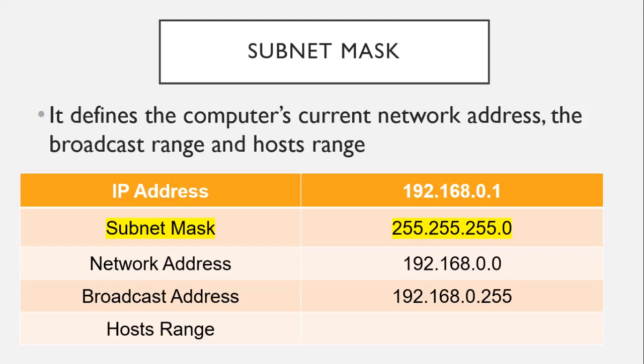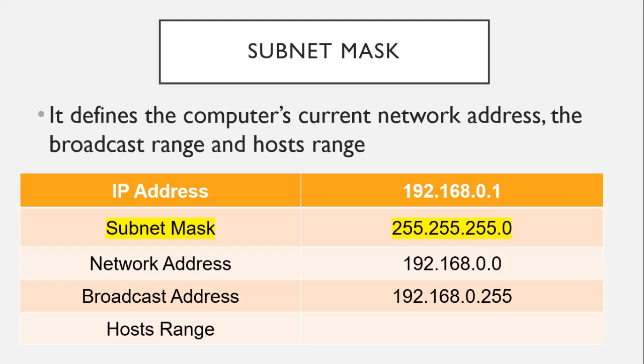Again, let's start from scratch. Katapat niya ay 255, kopya. Katapat niya ay 255, kopya. Katapat niya ay 255, kopya. Katapat niya ay 0, magiging 255. So the broadcast address, ito yung gagamitin para mag-send ng broadcast information sa lahat ng devices sa network na yon.